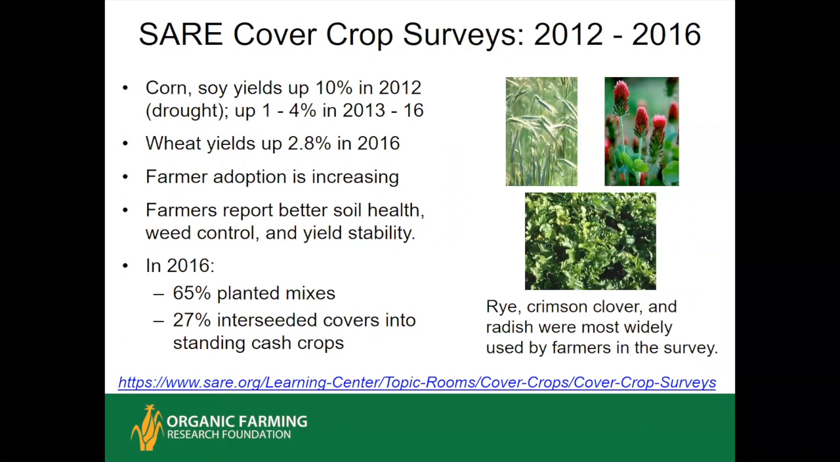In a drought year, 2012, it was a terrible drought, and that benefit jumped up to 10%. They did a survey on wheat one year, and that showed again a small increase in 2016. Another trend that was seen was that when farmers have been cover cropping for 4 years or more, the yield benefit was larger, like it would be 5 or 10% rather than just 1 or 2. As a result, farmer adoption of cover cropping is increasing, and they're reporting better soil health. 86% of farmers cited visible improvements in soil health even within a couple of years of doing the cover cropping.